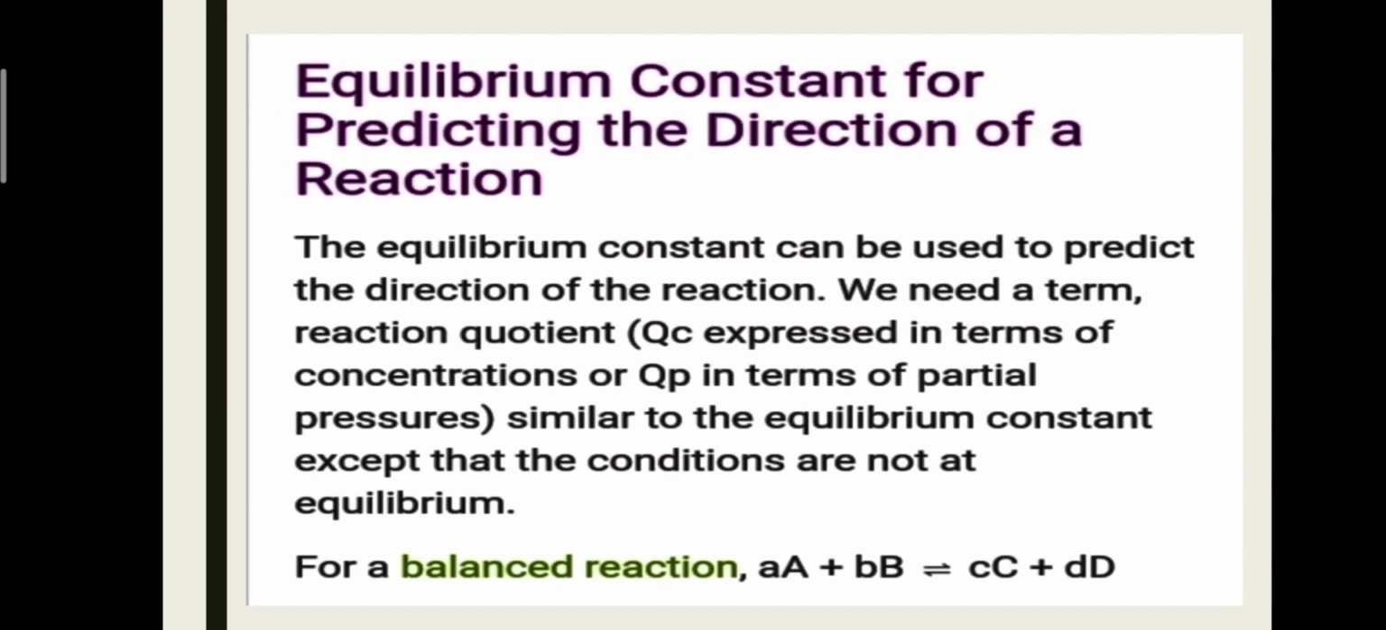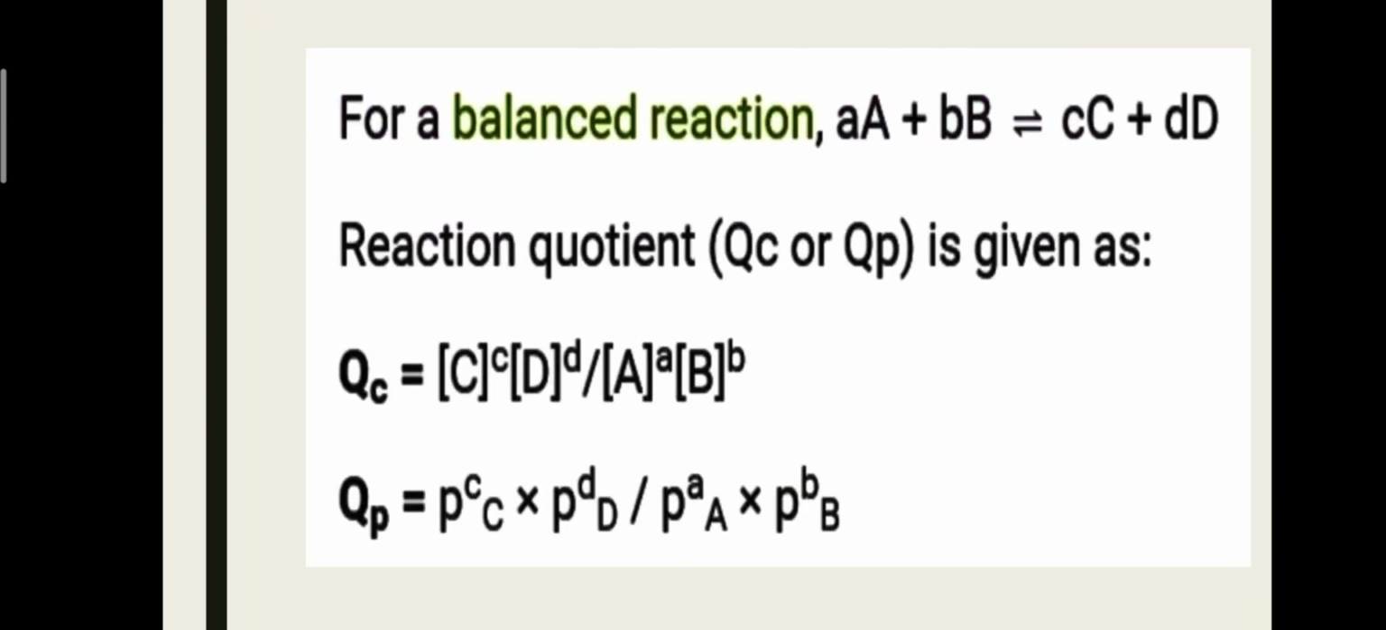For a balanced reaction, A plus B gives C plus D, when a moles of A plus b moles of B form c moles of C plus d moles of D, the reaction quotient Qc or Qp is given as: Qc is equal to the active masses of the products over the active masses of the reactants, or Qp is equal to the partial pressures of the products over the partial pressures of the reactants.